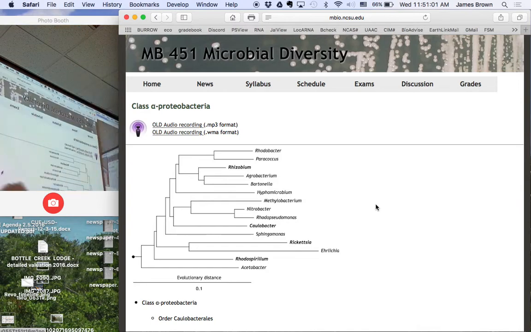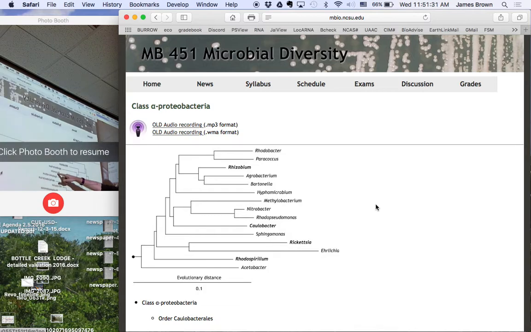So let's start with the Alpha-proteobacteria. This is a phylogenetic tree that just shows a few of them. This is a hugely disparate group of creatures in terms of phenotype. Rhodobacter is a phototroph. Paracoccus is a nitrogen cycler. Rhizobium, a plant symbiont. Agrobacterium, also a plant symbiont. Bartonella, an animal pathogen.